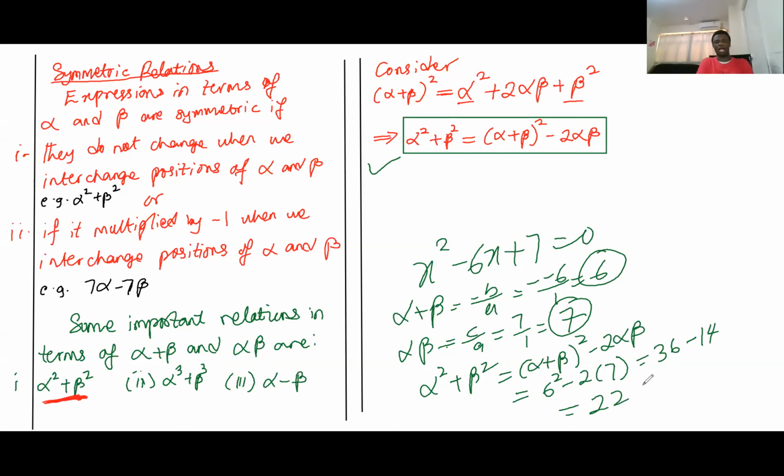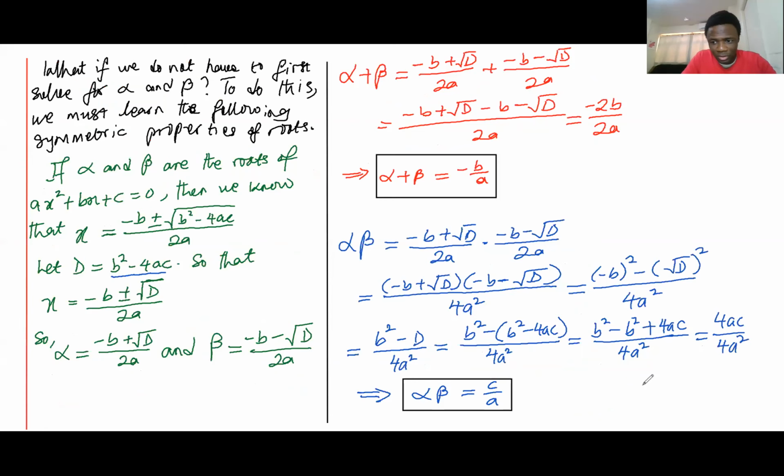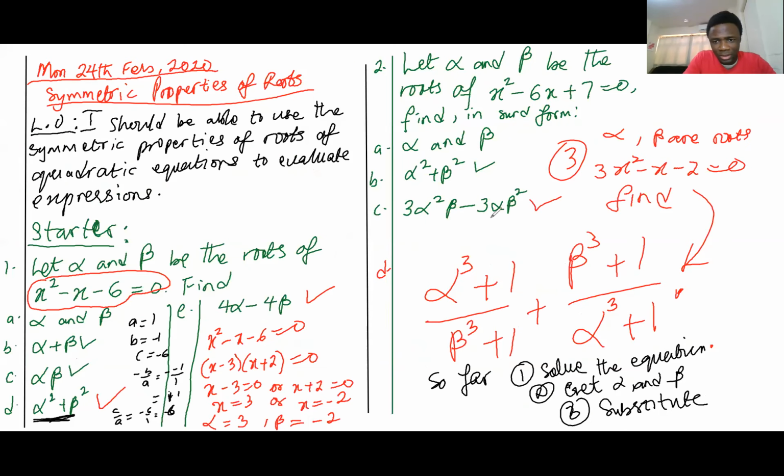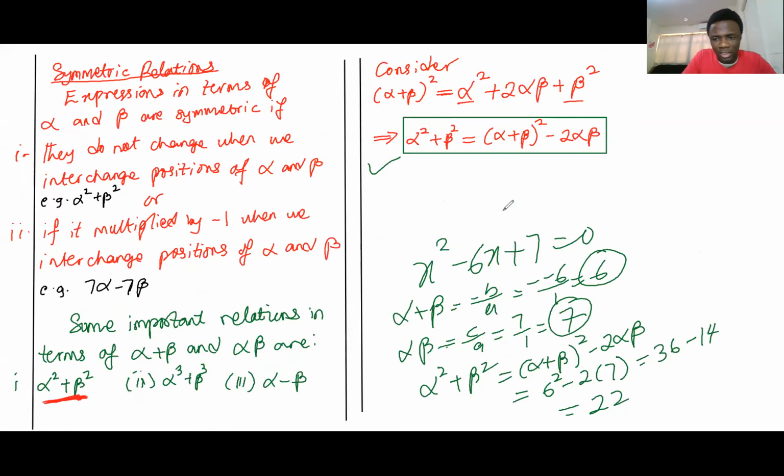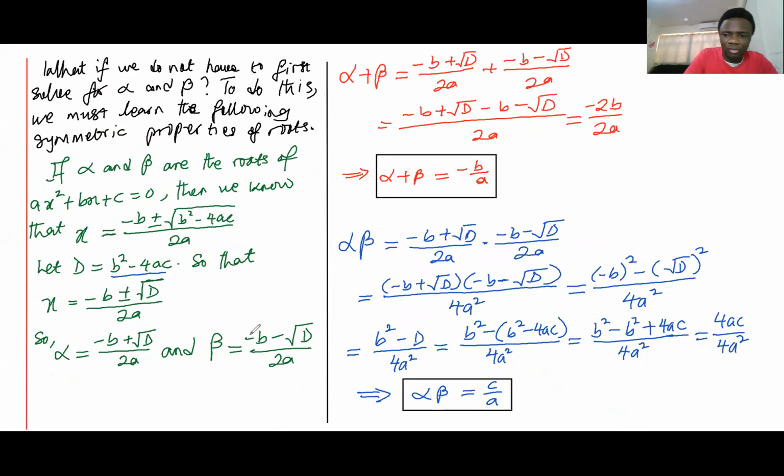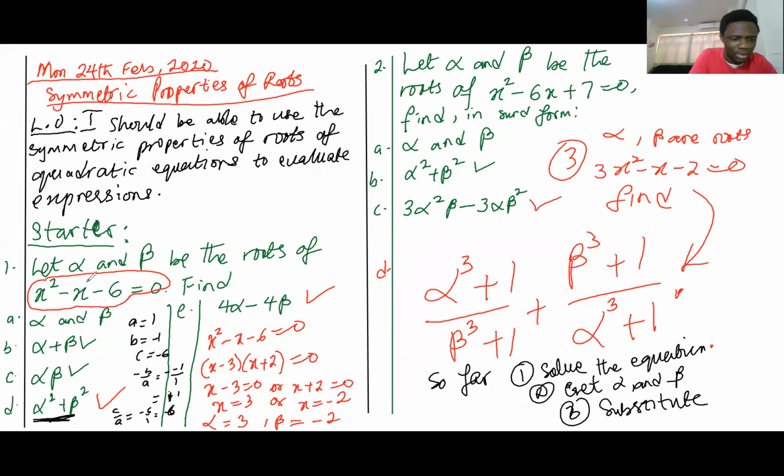Yes. That's how we save ourselves the stress of expanding and all the other nonsense. So the whole idea is when you have a symmetric expression, whatever you are given, express it in the form of alpha plus beta and alpha beta, because they are easily found directly from here. Does that make sense? Yes. So we don't have to go through these 3 steps. That's the whole point.